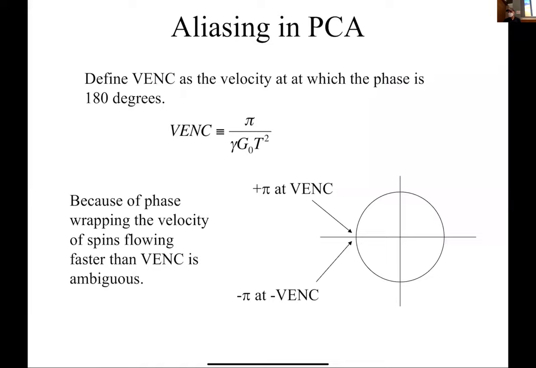Okay, one thing we want to talk about is, we've talked a lot about phase. If blood goes one way, there'll be phase this way, and if the velocity is the other way, the phase will go the other direction. But in certain cases, once you go past this point, if I go along here and this is positive velocity, but then I cross this point, now I can interpret that as negative velocity, right? So this is aliasing in phase contrast angiography.